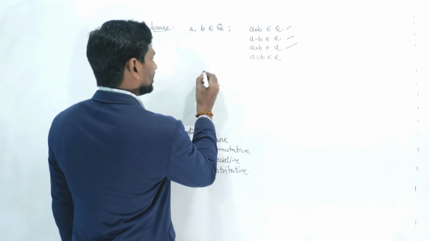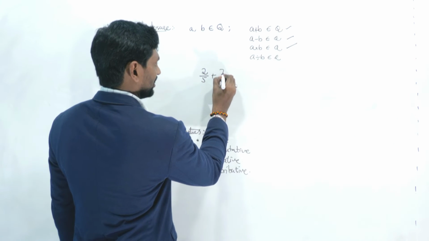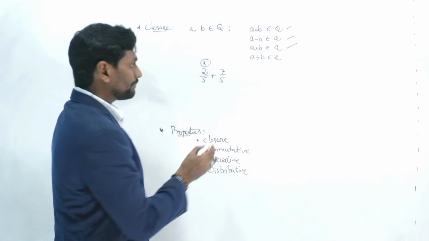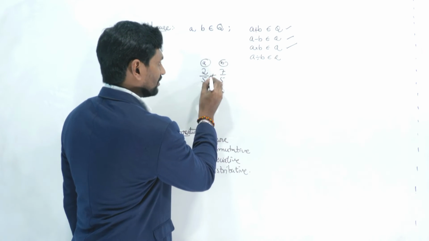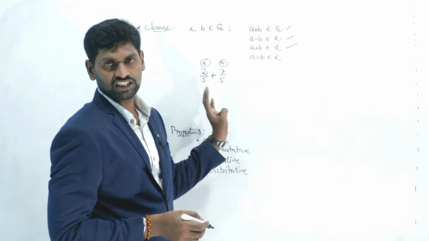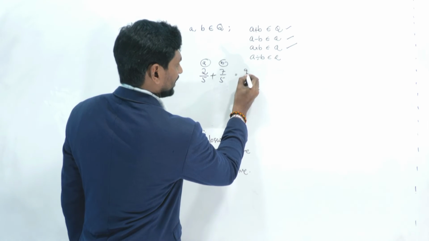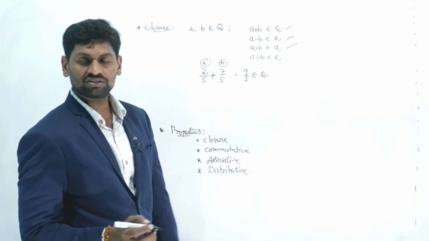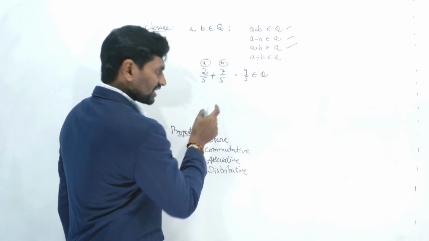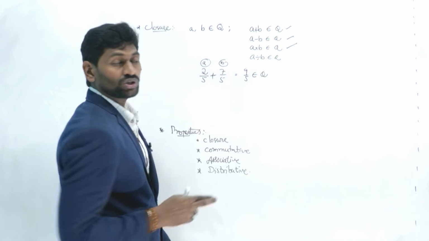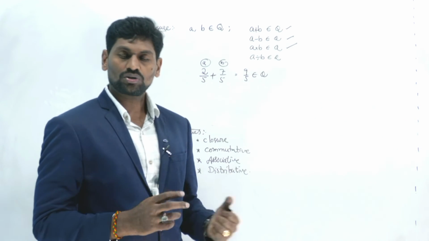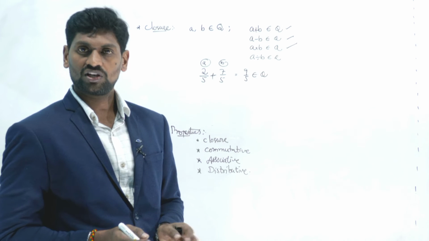We can easily identify that. For example, 2 by 5 plus 7 by 5. 2 by 5 is the first rational number, 7 by 5 is the second rational number. Add both of them. Among the four arithmetical operations, I am applying the first one, the plus symbol. Then it will be 9 by 5. Is 9 by 5 also a rational number or not? Yes, because it is in the form of p by q. So the closure property is satisfied.